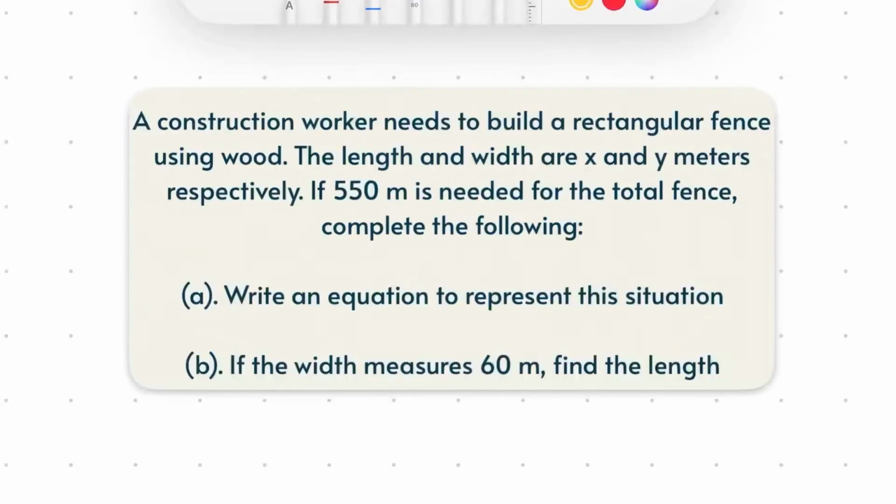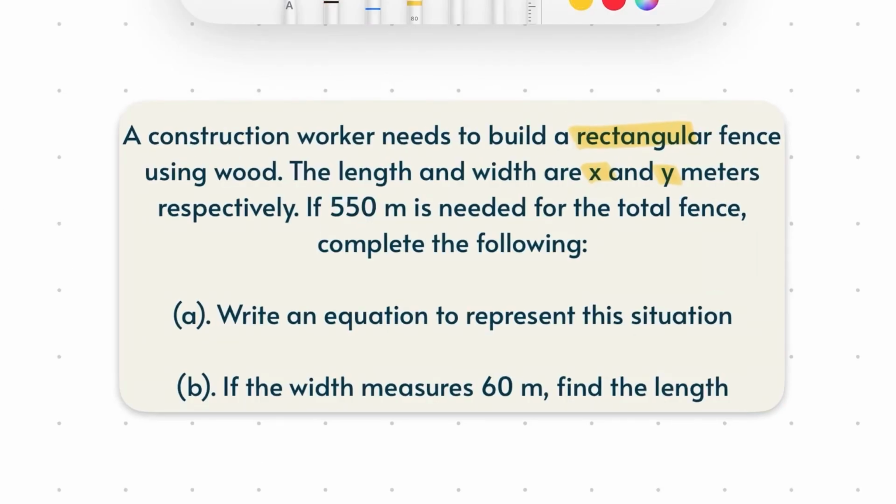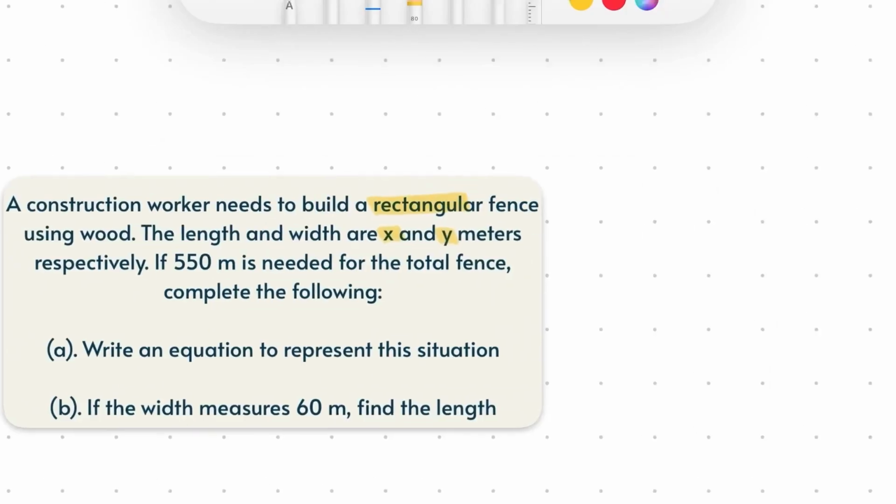For our next problem, a construction worker needs to build a rectangular fence using wood. The length and width are X and Y meters respectively. If 550 meters is needed for the total fence, complete the following. So we know that the shape of this fence is a rectangle. So let me quickly construct one.